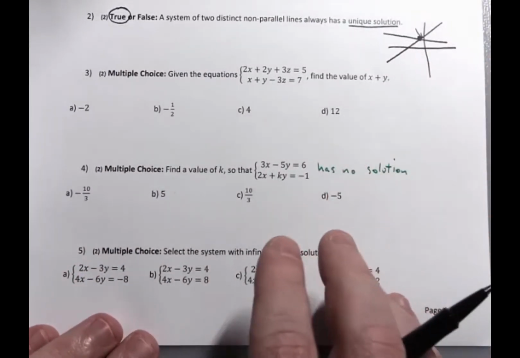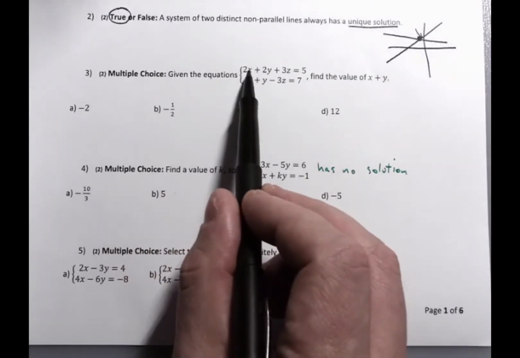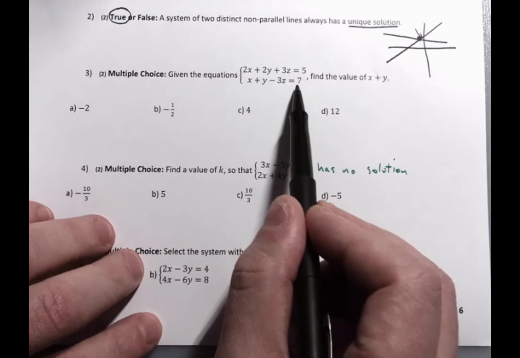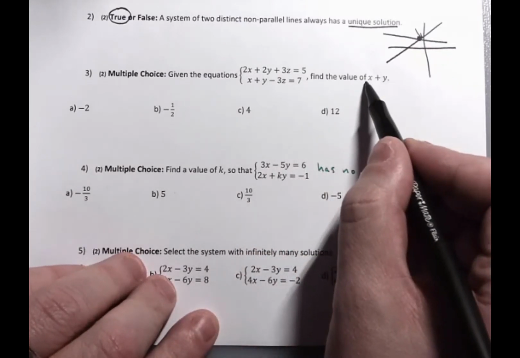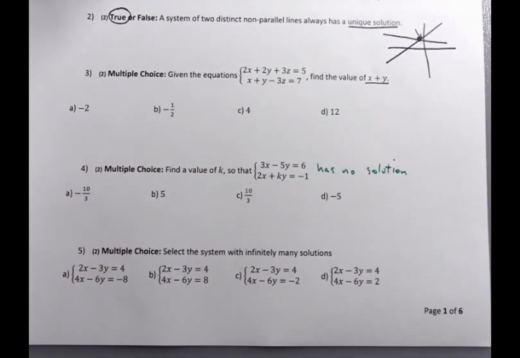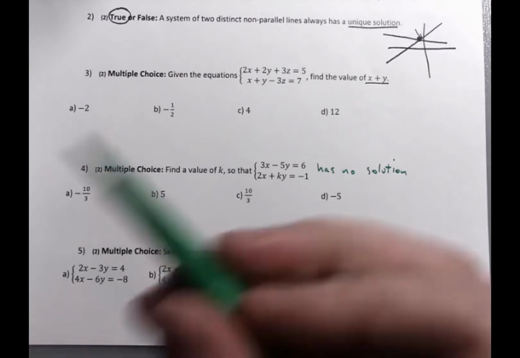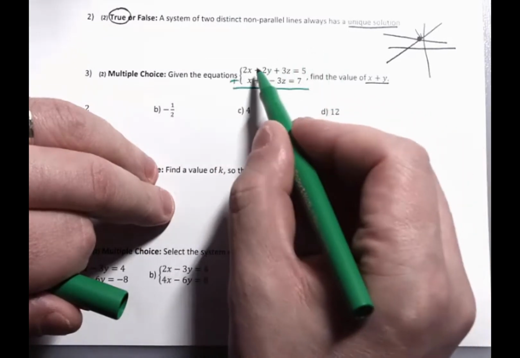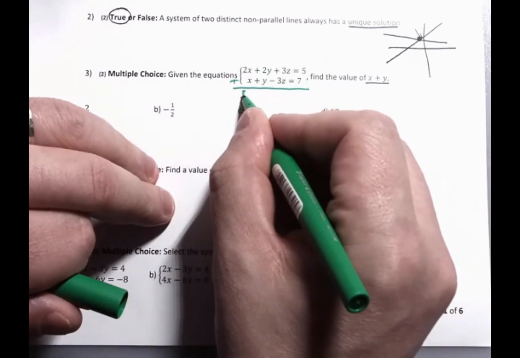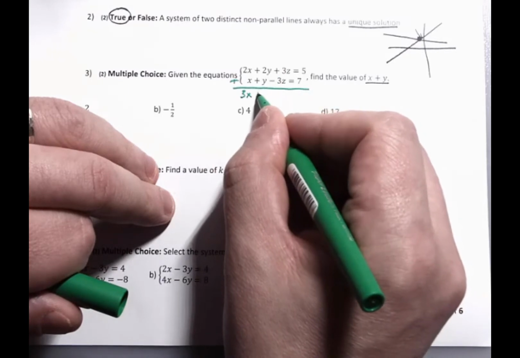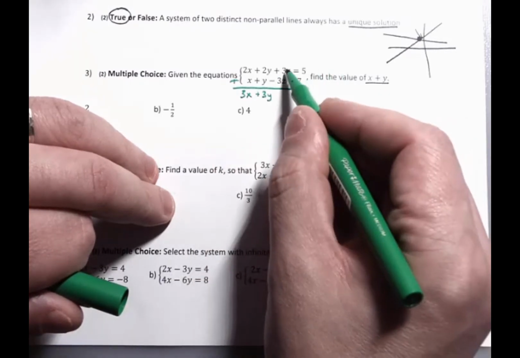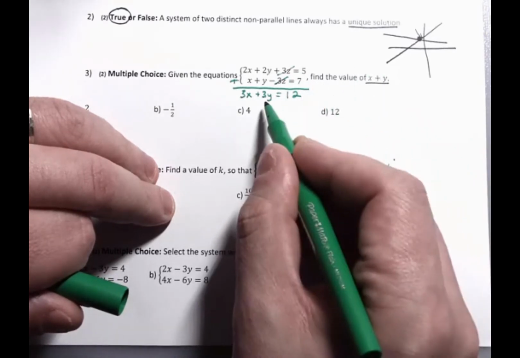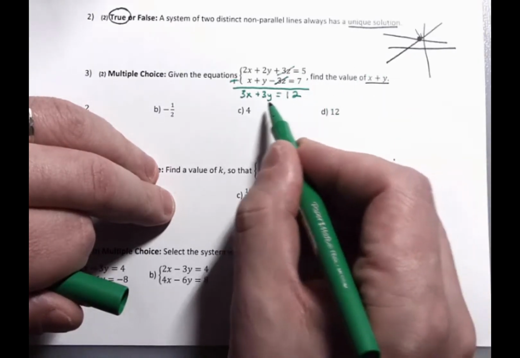Number 3. Given the equations 2x plus 2y plus 3z equals 5 and x plus y minus 3z equals 7, try to find the solution x plus y. Okay, for this one, I'm going to be sneaky here, and I'm just going to add the equations as provided together. 2x plus x is 3x, 2y plus y is 3y, and notice that 3z and minus 3z cancel each other out, leaving us with 3x plus 3y equals 12.